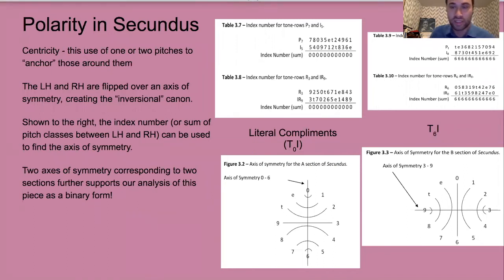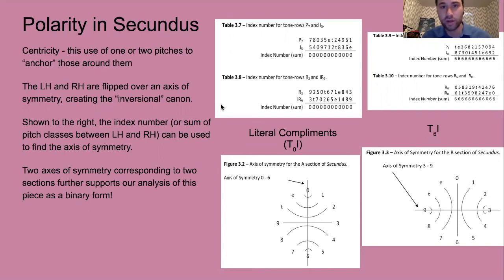So centricity, as the reading talks about, is really just kind of trying to use 1 or 2 pitches that anchor those around them. In class, we talked about the axes of symmetry, and that's what's going on here. Specifically, there are 2 axes of symmetry that have equal time in the piece, just like that binary form we're talking about. So yeah, the left hand and right hand are flipped over an axis of symmetry, creating the inversional canon that we hear.